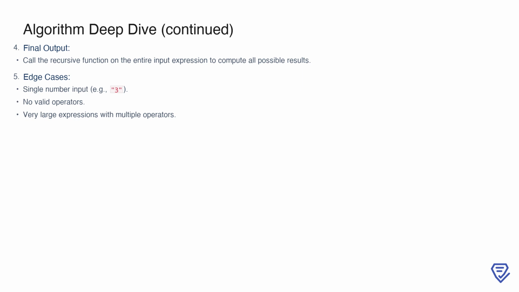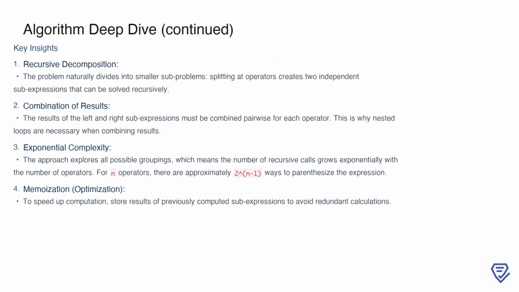It's important to consider edge cases, such as when the input is a single number with no operators, or when there are no valid operators at all. Additionally, when dealing with large expressions containing multiple operators, the algorithm must handle the complexity of evaluating numerous recursive calls and combinations. This approach reveals several key insights.